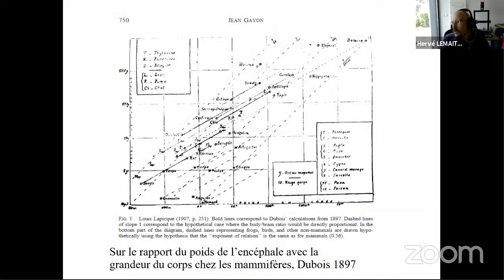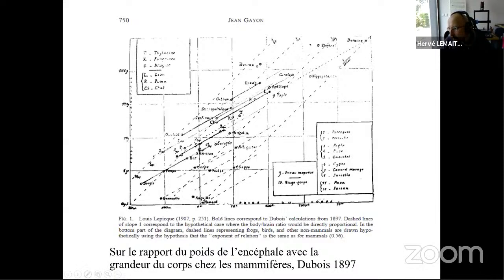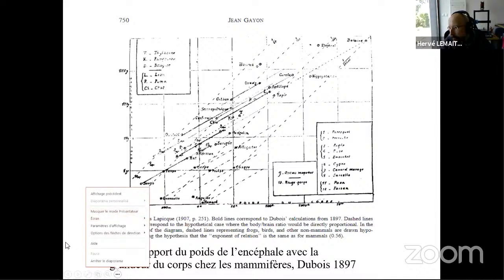So to come back to brain-body size allometry, it goes back a long time ago. This is the study of Dubois in 1897, where they started to plot the size of the brain against the body. Where is the body? I think the body is here. Let's see. Can I put a pointer here? Where's my pointer? No pointer.